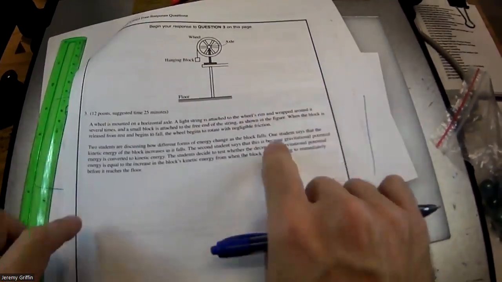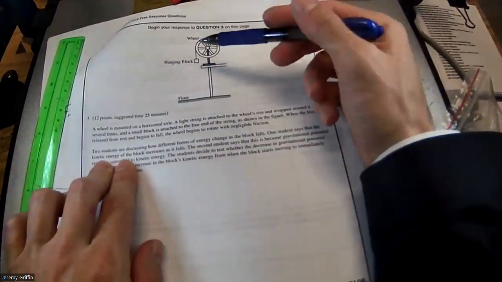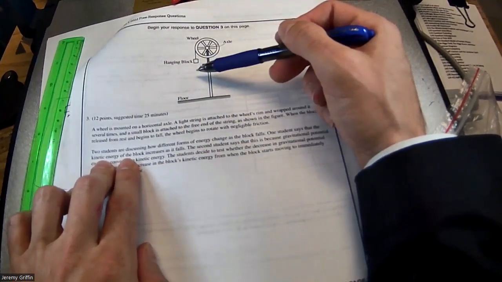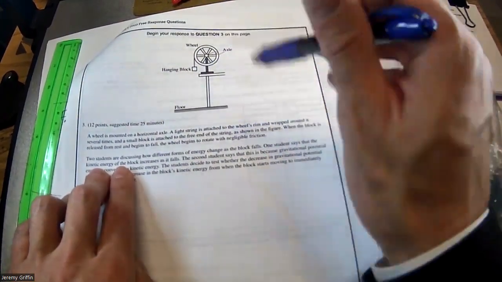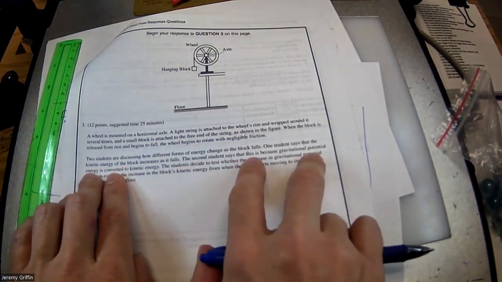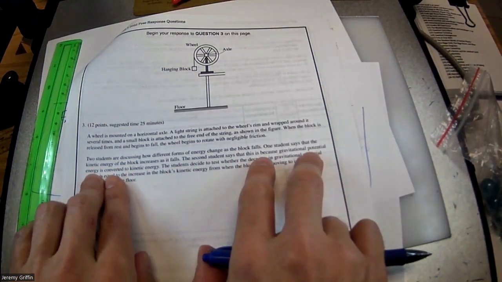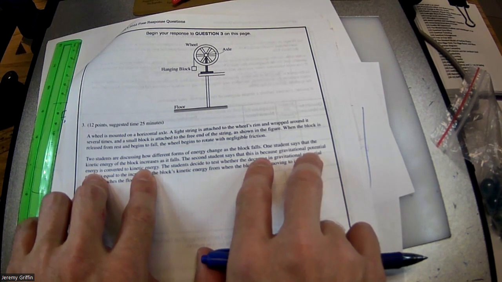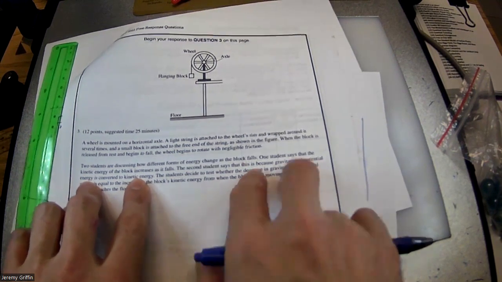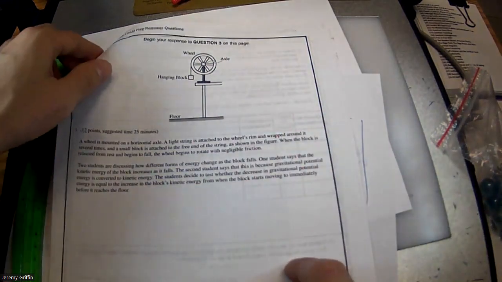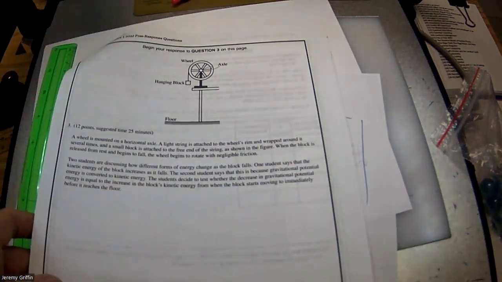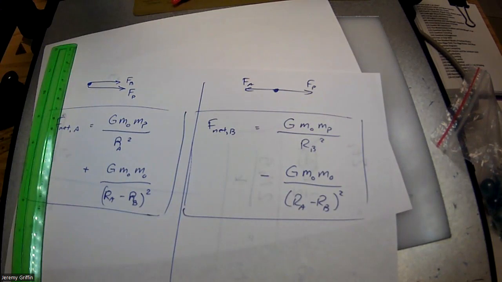There's two students talking to each other. One student says the kinetic energy in the block increases as it falls. Is that true? Yeah. Kinetic energy is increasing as it falls, going faster and faster. Second student says that this is because the gravitational potential energy is converted to kinetic energy. Is that also true? Yeah, isn't it losing potential and gaining kinetic? That's also true. So I'm thinking that both students are correct, but there is another part of the story.